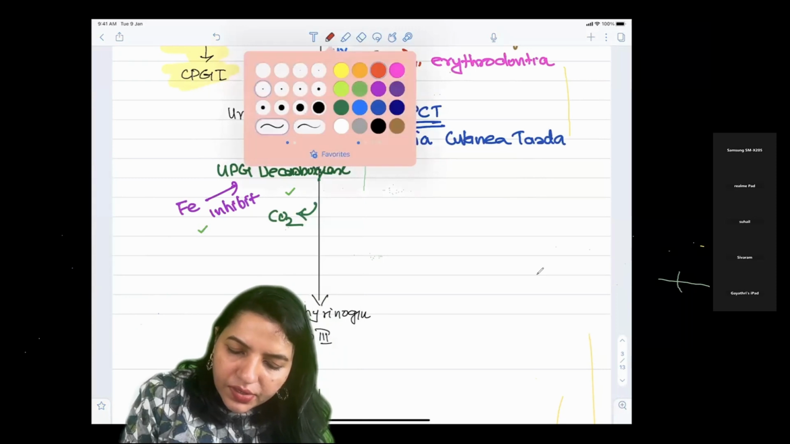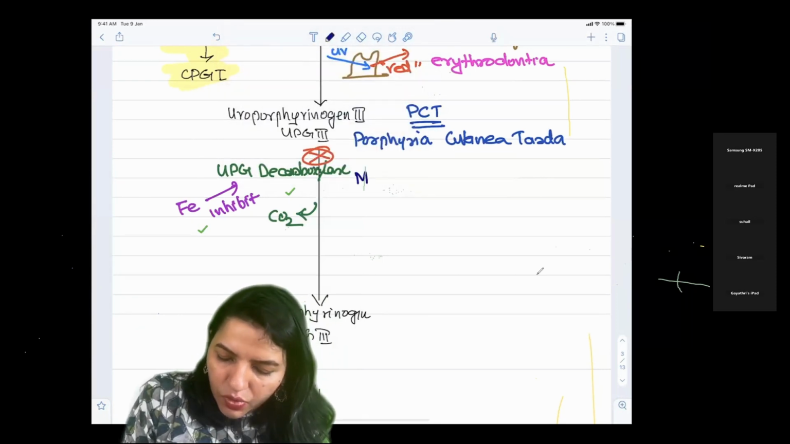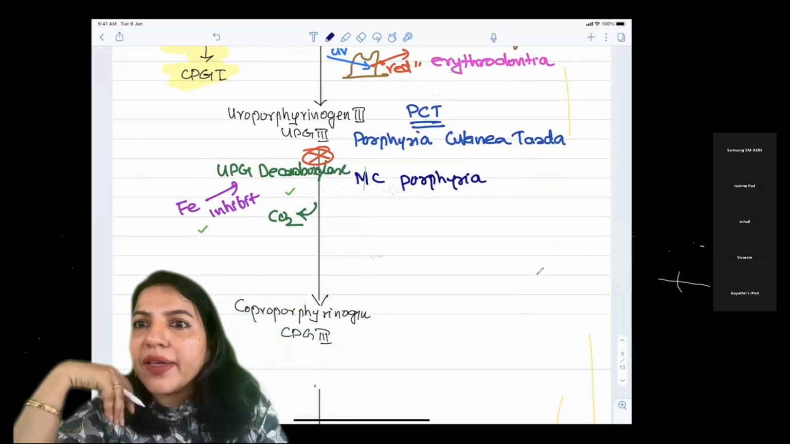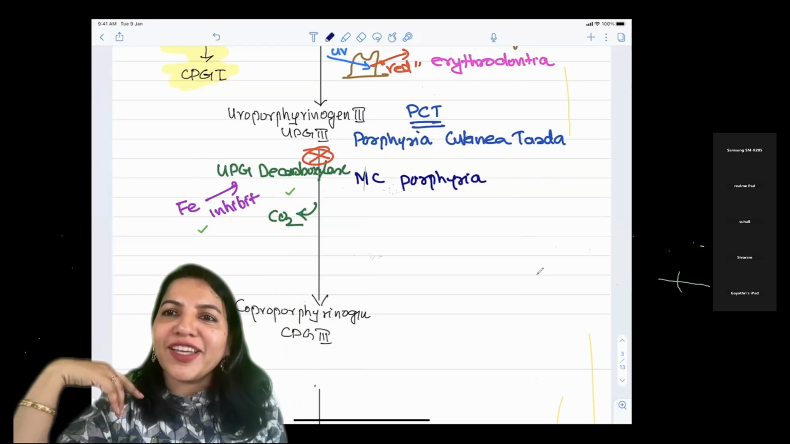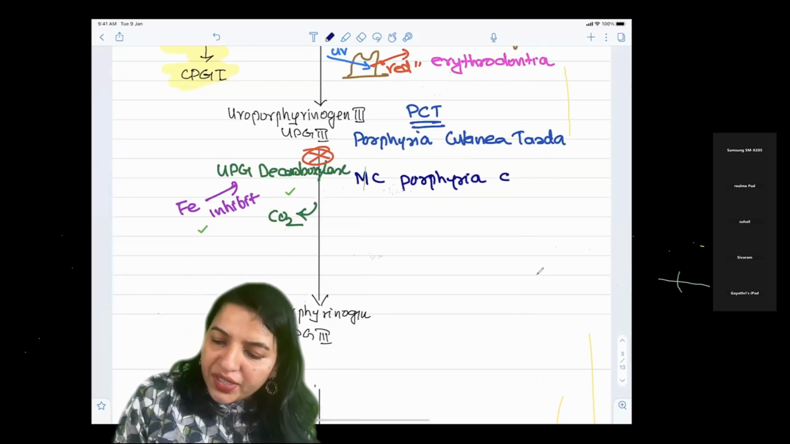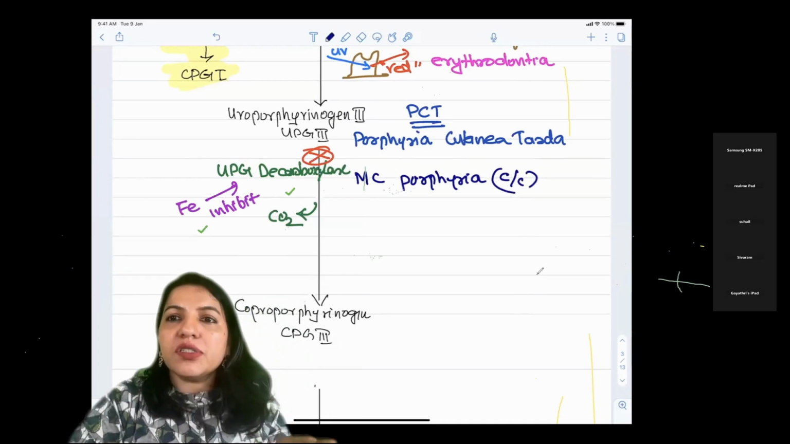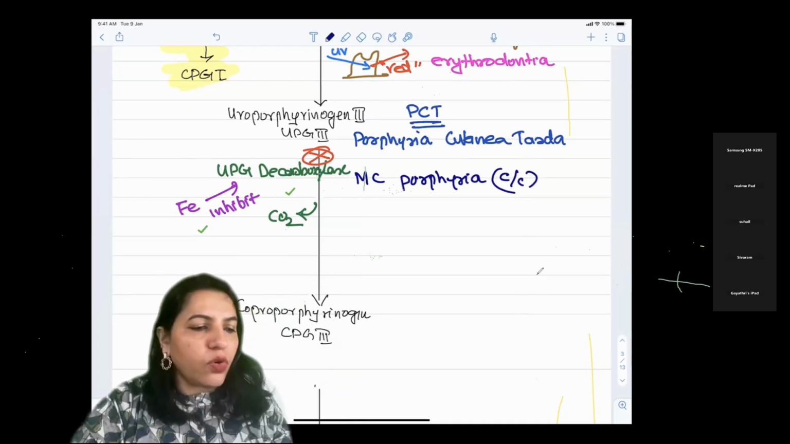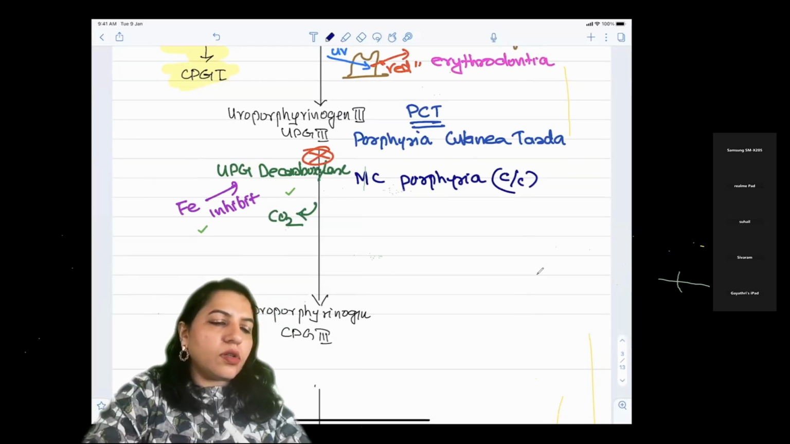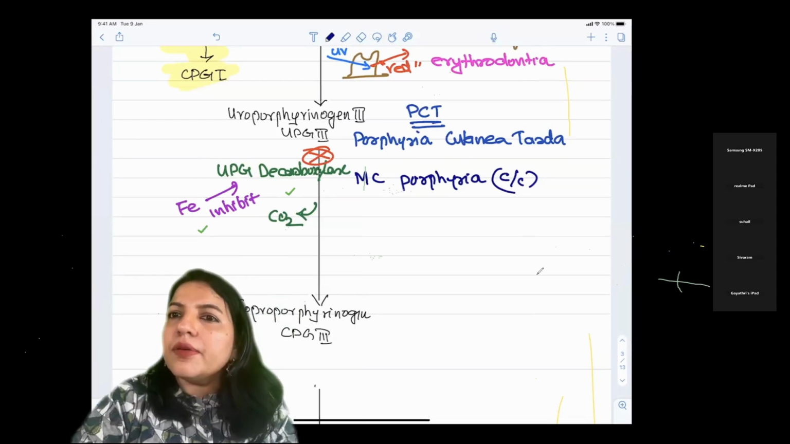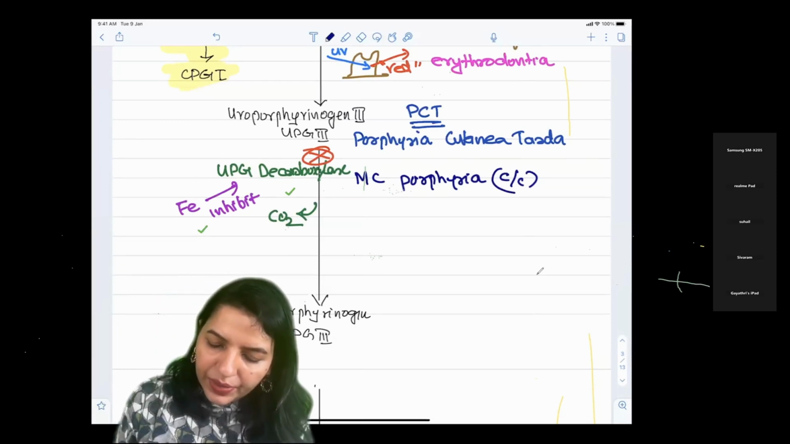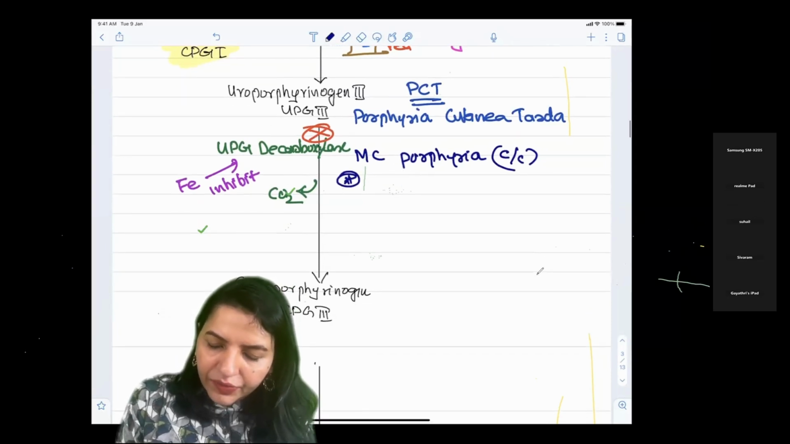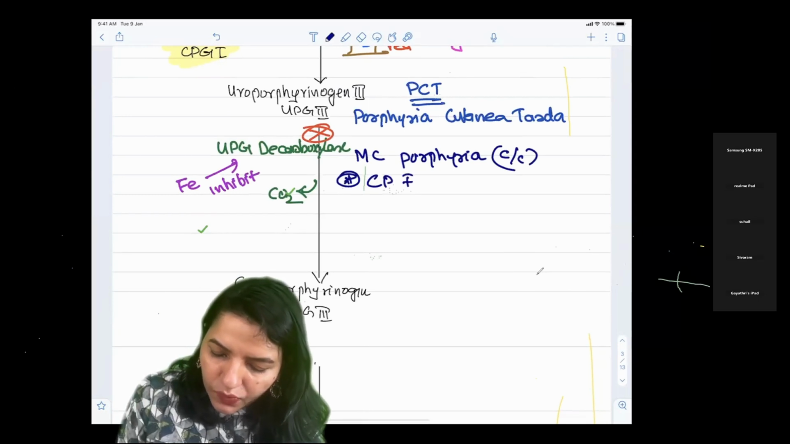And what is the importance of this? This is the most common porphyria. I am again saying this is the most common porphyria. This is mostly chronic. So whenever a question is asked about the most common porphyria or the most common chronic porphyria, it is porphyria cutanea tarda. Will there be photosensitivity? Of course, there is cutaneous photosensitivity.